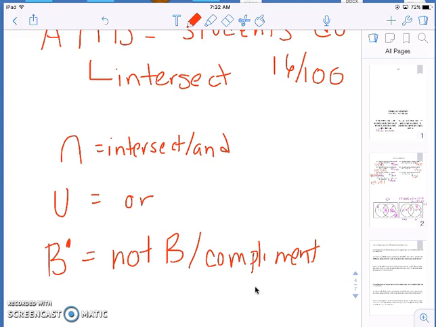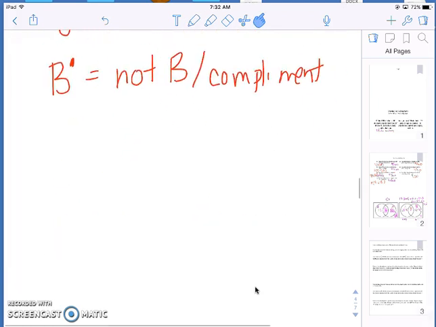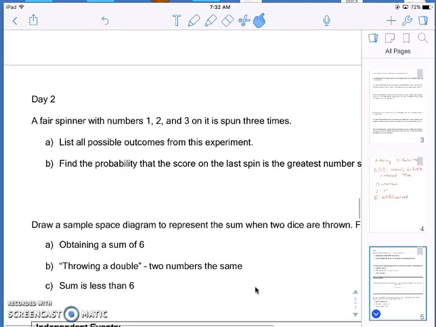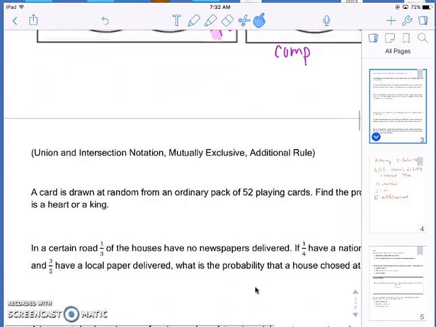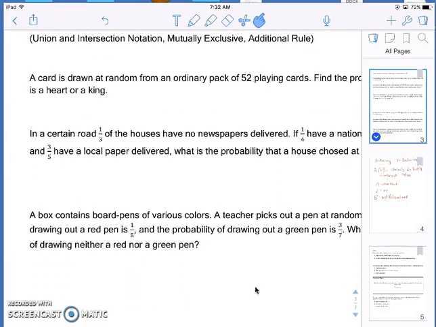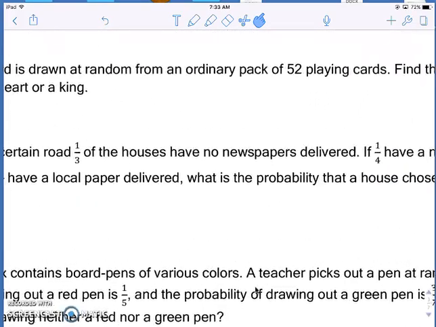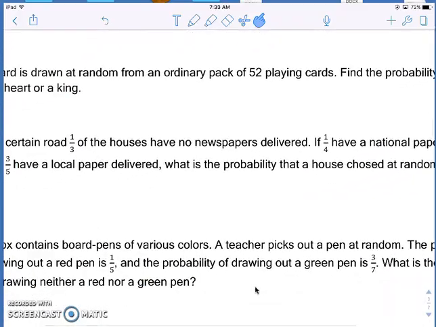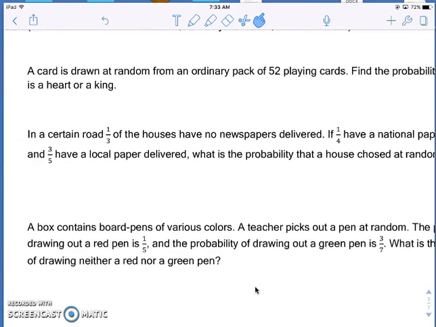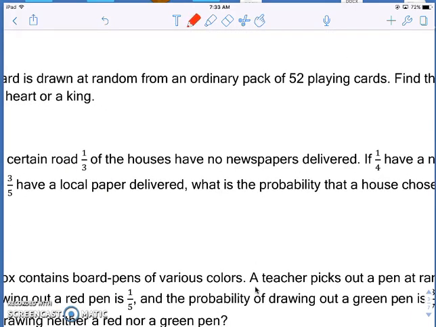All right, so we're going to take a look at a couple probability questions now and see what you guys remember from previous classes here. So, let's see. A card is drawn from an ordinary pack of playing cards.